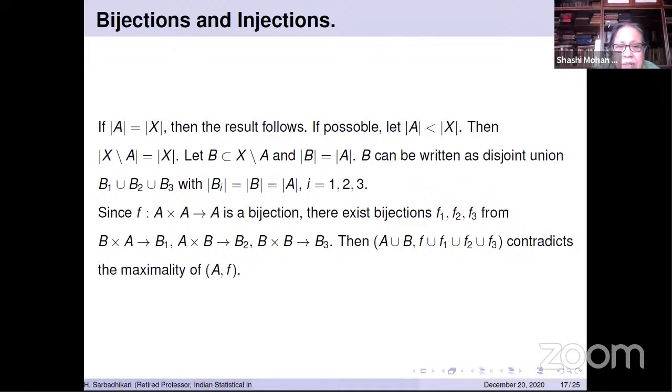And this contradicts the maximality of A. (A, F) was a maximal element there. So this is the contradiction I get. So that means I cannot have cardinality of A less than X. That's how I got the contradiction. So cardinality of A must be X.